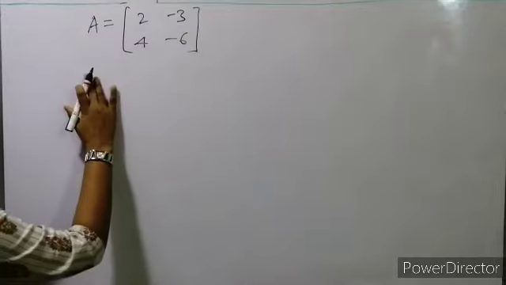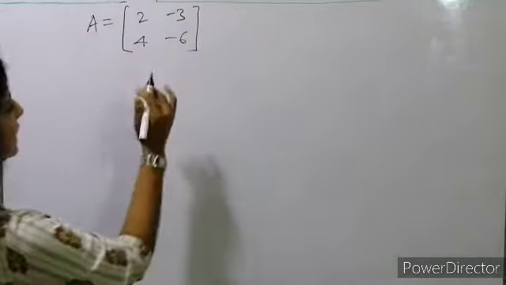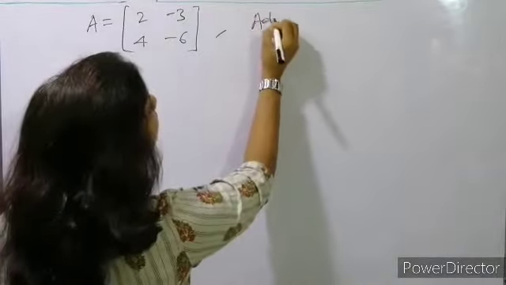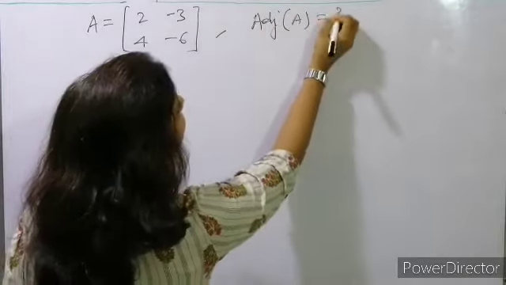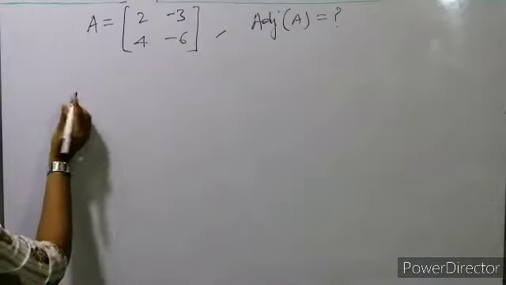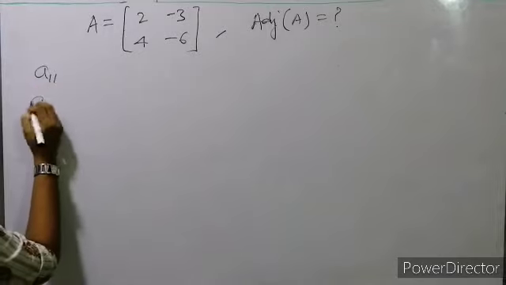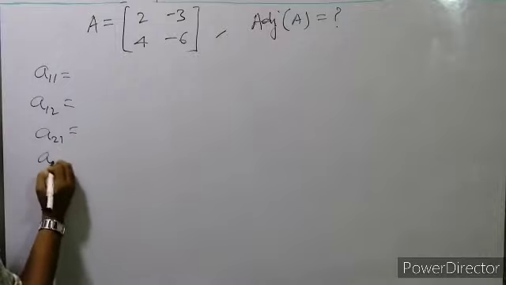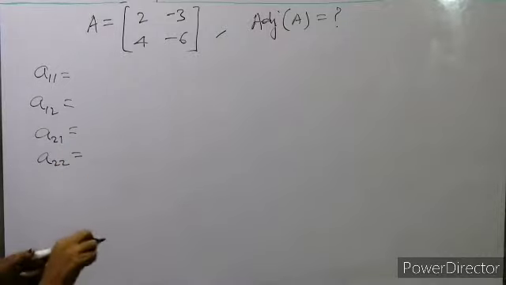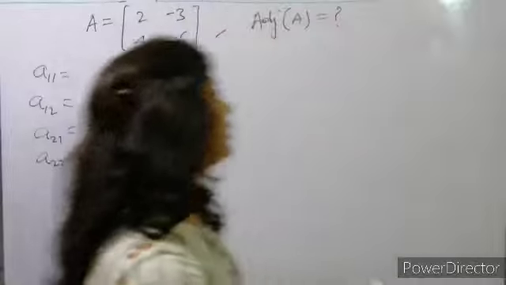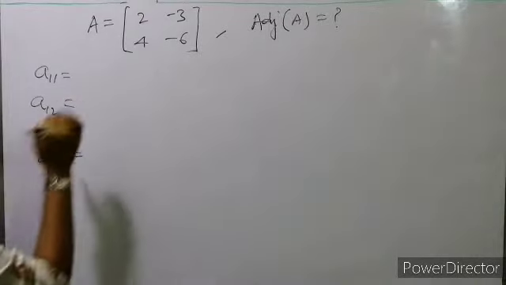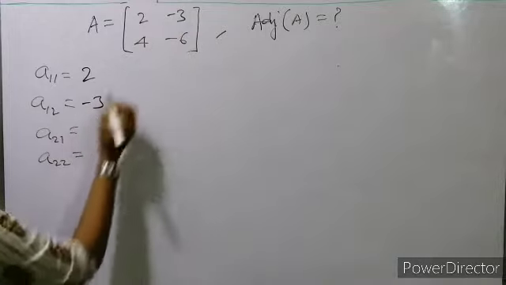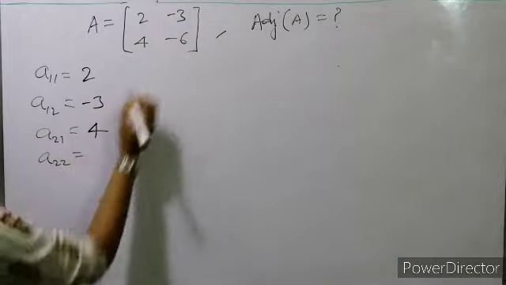One another question, this matrix A is given, and we have to find out the adjoint of A. Okay, what will the value of this one? So first of all, what we will write, A11, A12, A21, A22. Okay, what are the values? The value of A11 is 2, A12 is -3, A21 is 4, and A22 is -6.